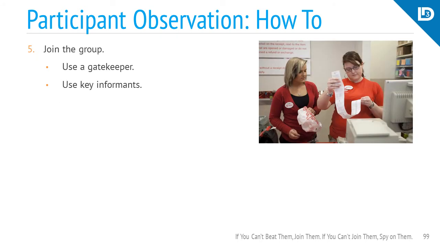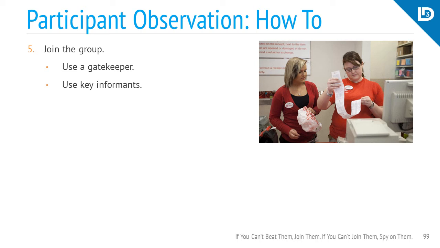So what you want to do is join the group, and in anthropology and sociology, they call it using a gatekeeper and using key informants. The gatekeeper is a highly influential person in the group who can get you introduced to the group and get you acceptance right away and make you seem legitimate and trustworthy. This is somebody who can help explain why you're there and what you're trying to do, and make people feel comfortable with you.